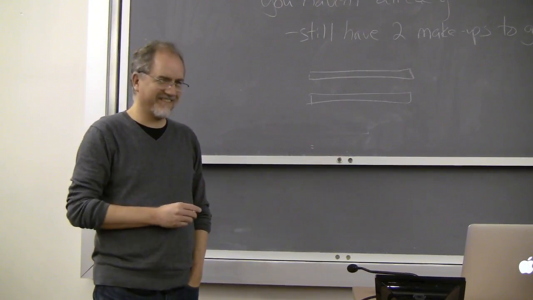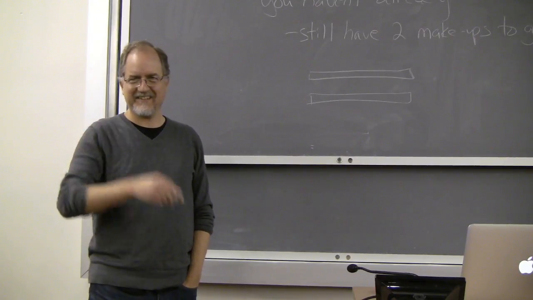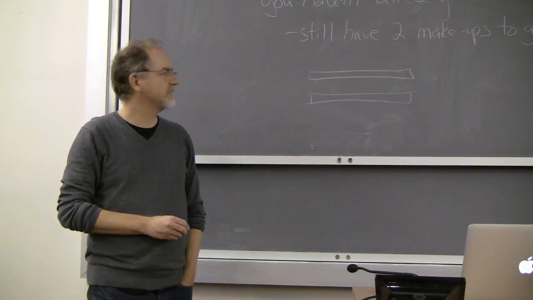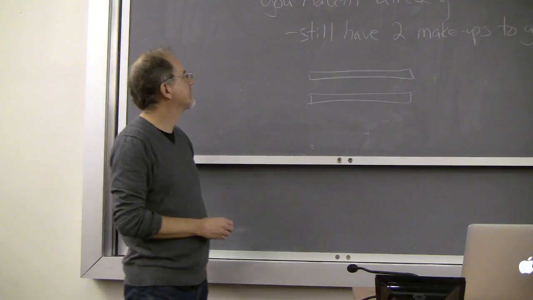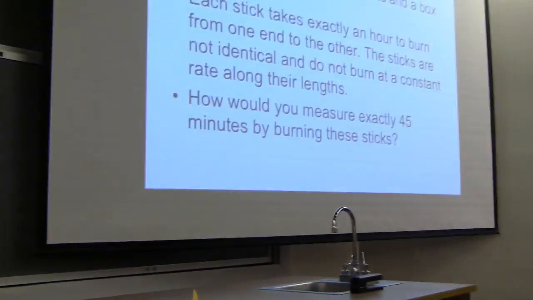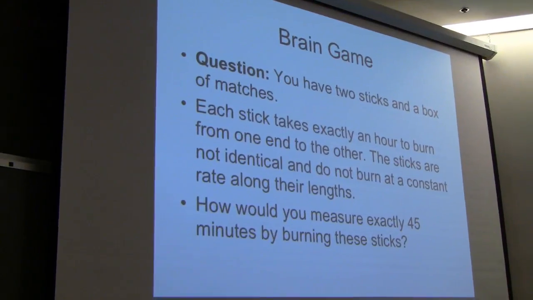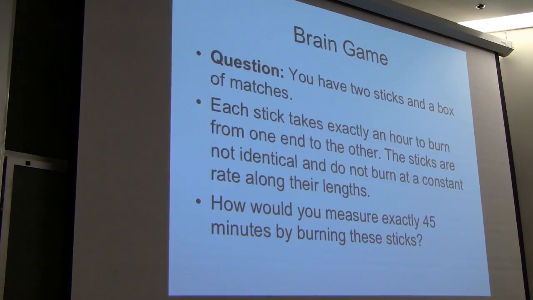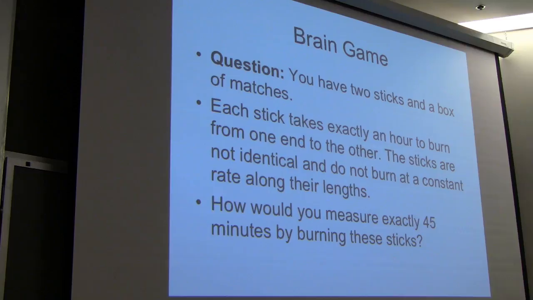So no. You start by burning both sides of one stick, and also burning one side of the other stick. And once the double-ended stick burns up, we'll light the end. How long did it take for that to burn? Half an hour. Half an hour, right?